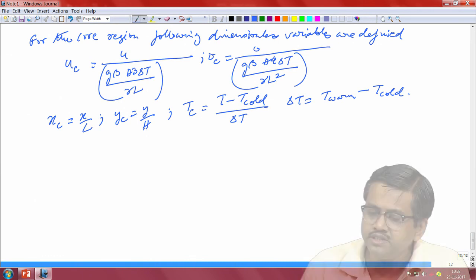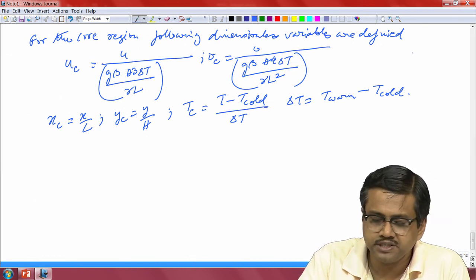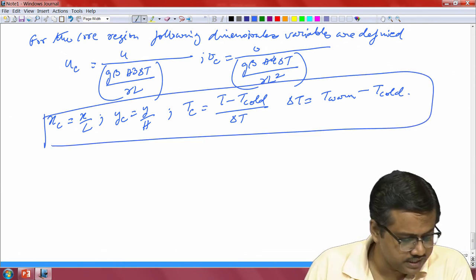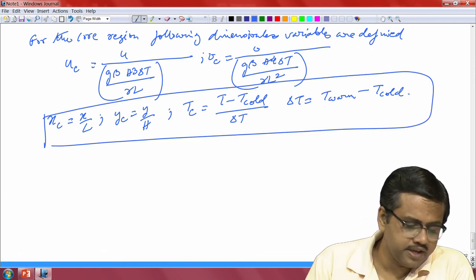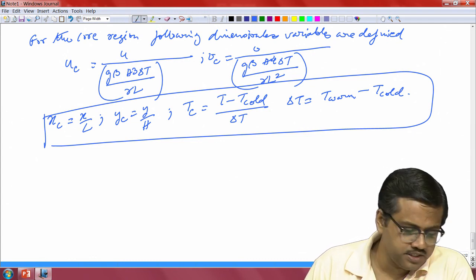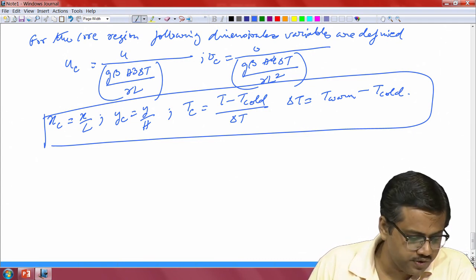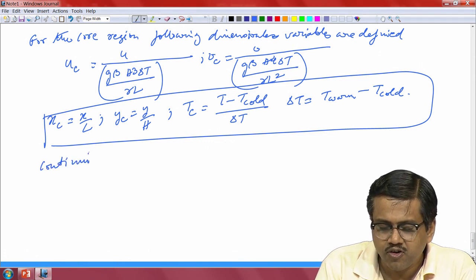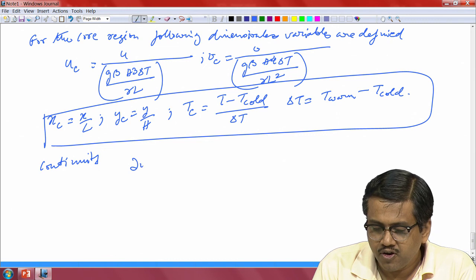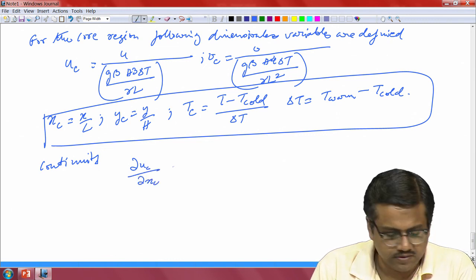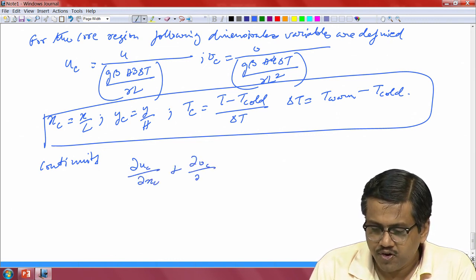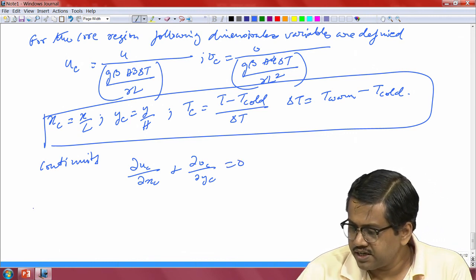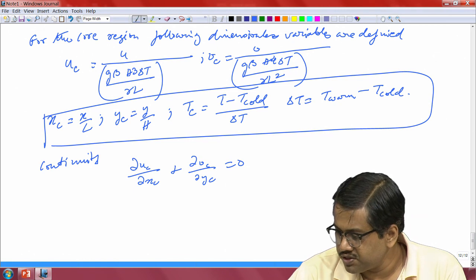So, for the core region, these are the non-dimensional variables that we have defined, and this is the generalized form. Now, we can substitute all these quantities into our basic governing equations. So, the continuity equation will become this. That is the first. Let us take the next page for the momentum equation.